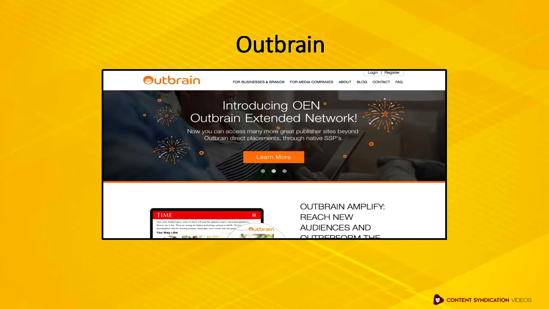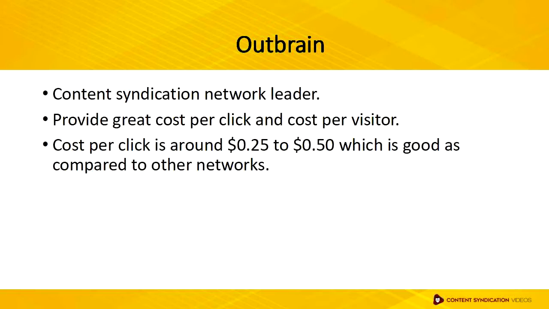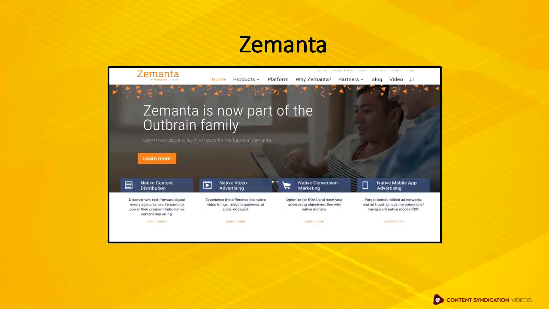First up is Outbrain. Outbrain is one of the content syndication network leaders. They provide great cost per click or cost per visitor for users. Usually, their cost per click is around 25 cents to 50 cents, which is quite good as compared to other networks.